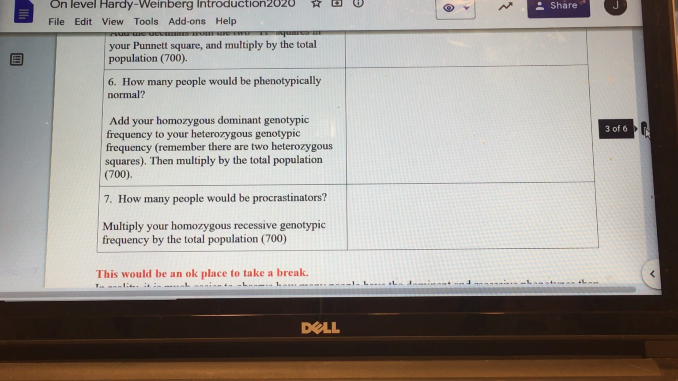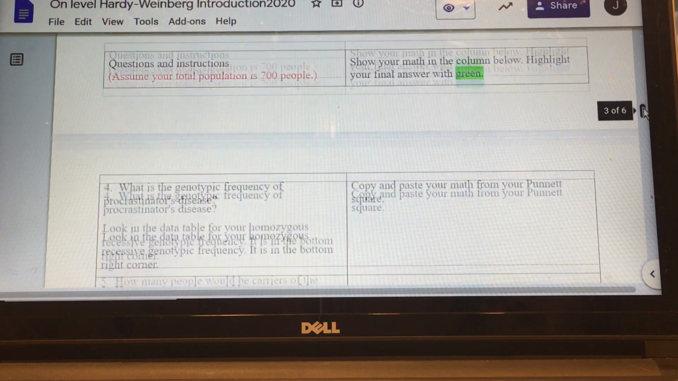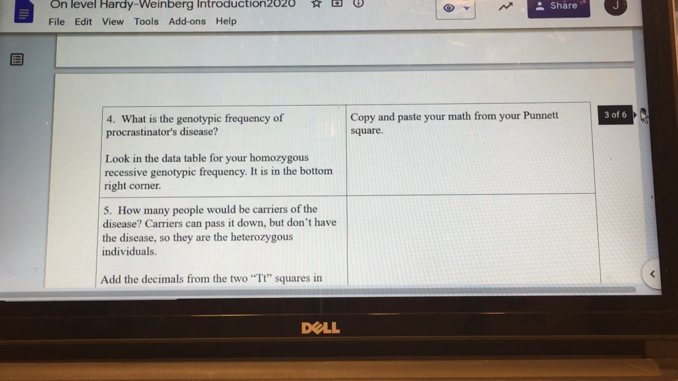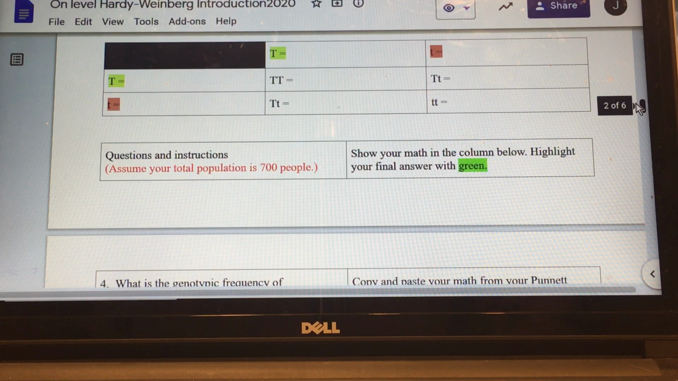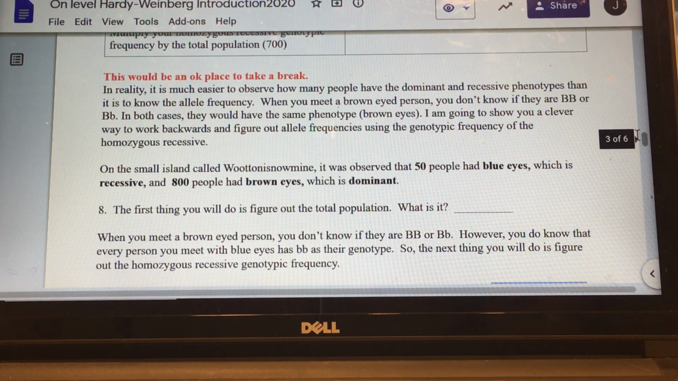For number 7, how many people would be procrastinators? You get your homozygous recessive genotypic frequency, which is down here in your little t square, and you multiply that number by your total population. So that is one type of problem where you're given the allele frequencies and you're figuring out the genotypic frequencies based on the allele frequencies. But in reality, it'd be very unlikely for anyone to know the actual allele frequency first. What's much easier to actually observe is the number of people that have each phenotype.